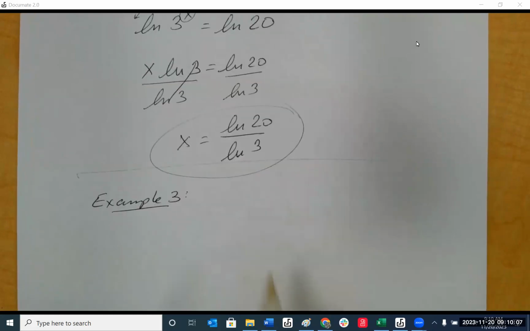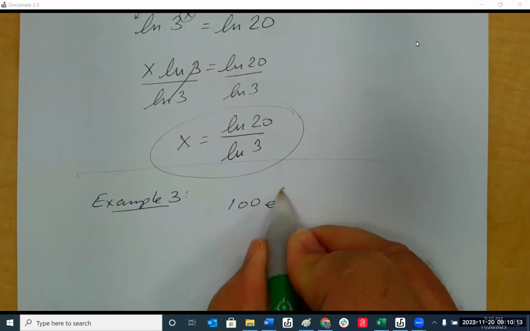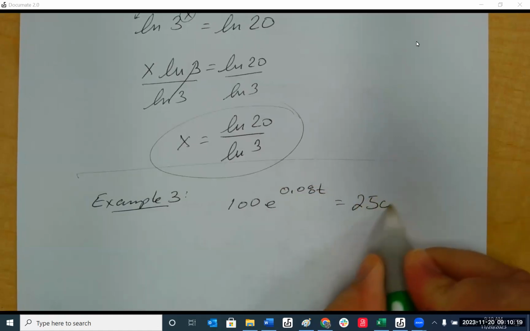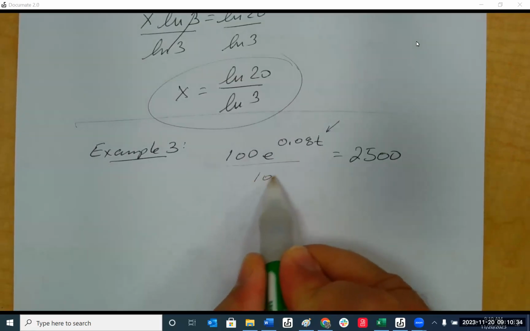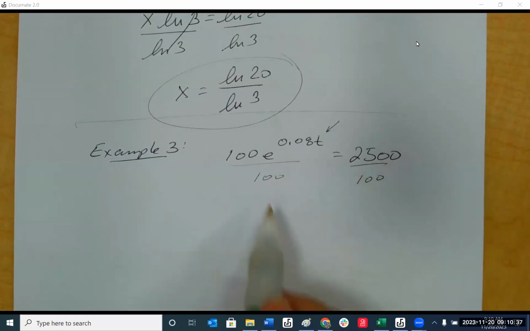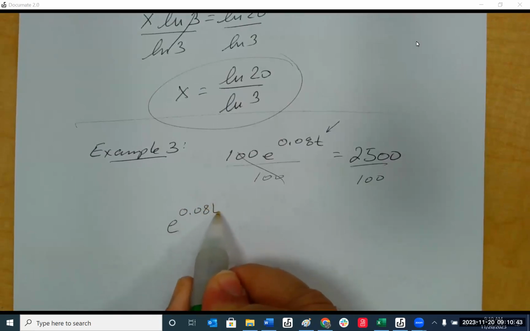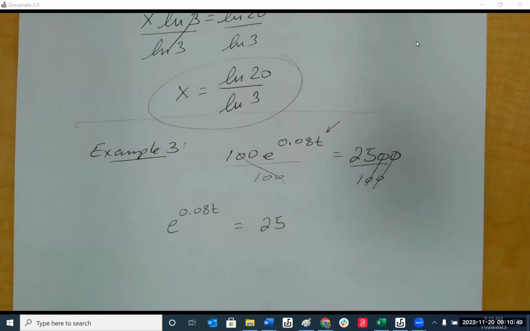Example 3. 100 e to the power 0.08t equals 2500. In this case, we're solving for t. That's the only variable in there. So we have to get that alone. First step, get rid of the coefficient. So divide both sides by 100. The zeros cancel, so we just have 25. Divided by 1 is 25.